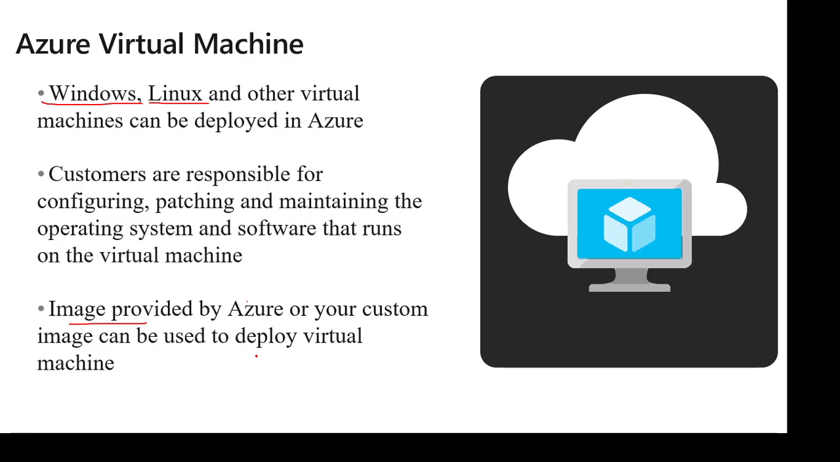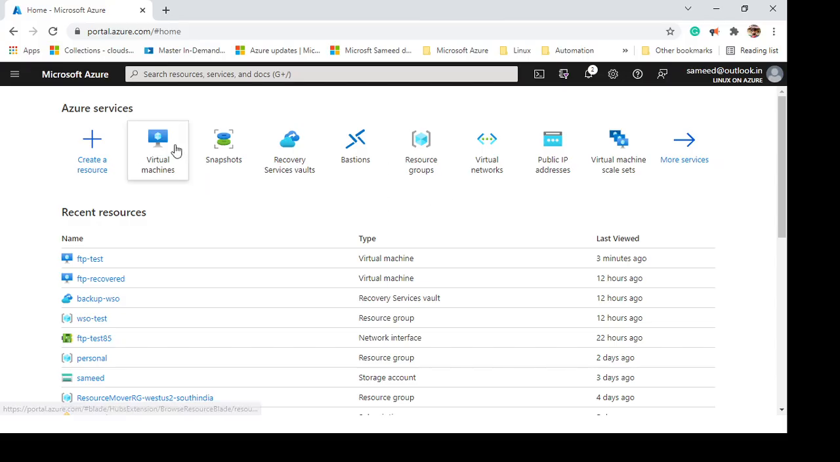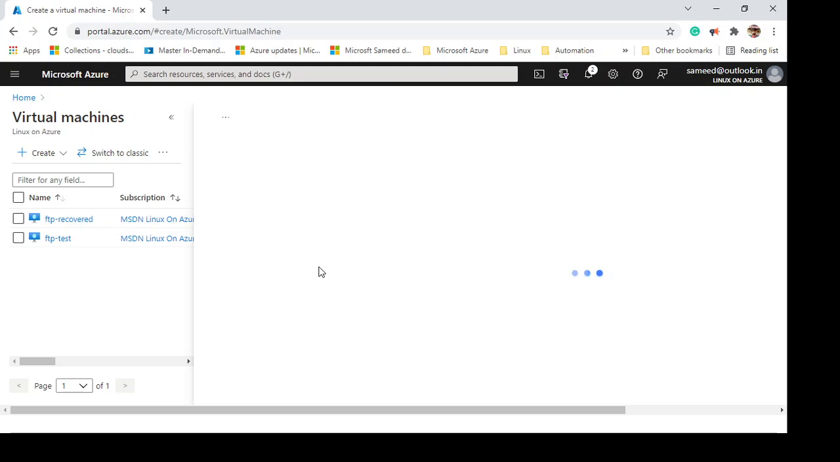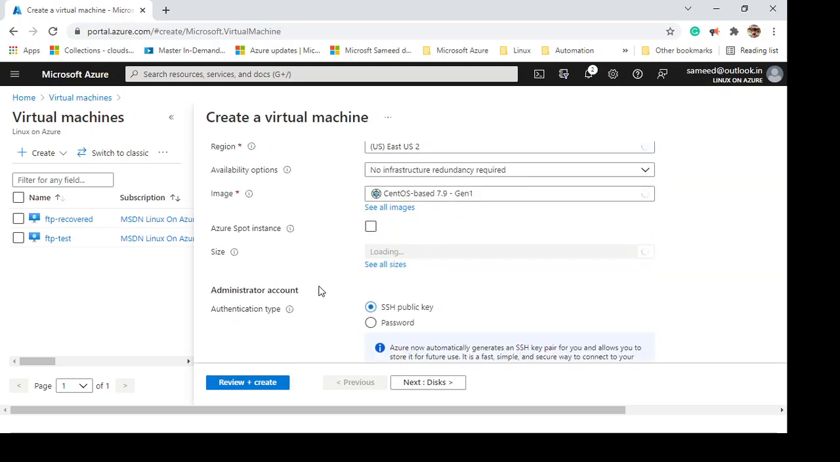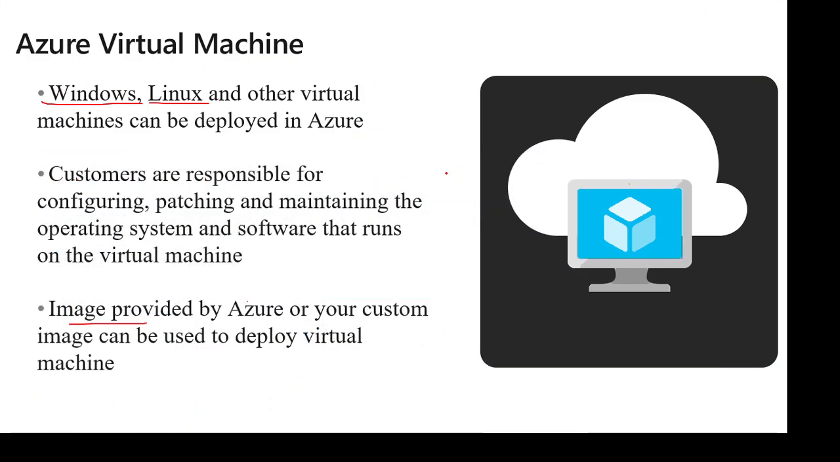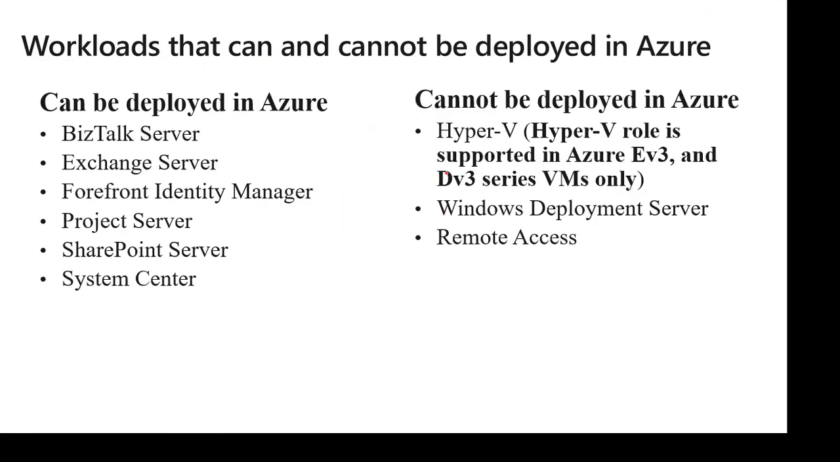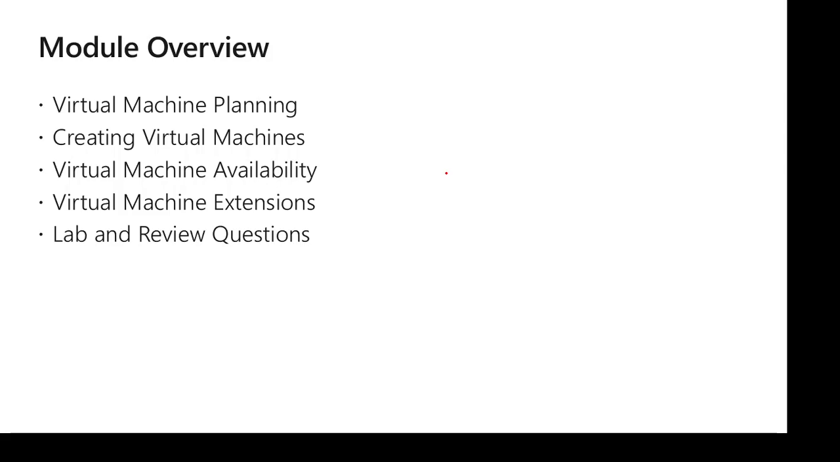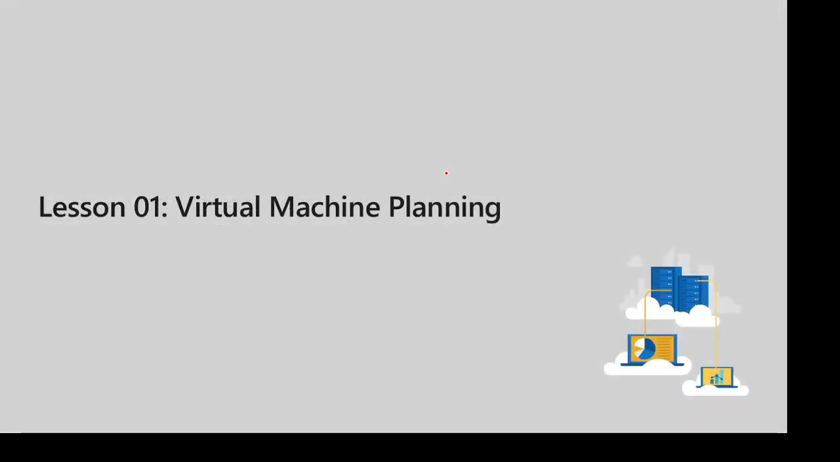And I showed you how we can connect to an Azure image. When we click on create virtual machine, we saw that a list of images is available. All these images are provided by Azure. Now coming to the next point: what things we can deploy on Azure, what things we cannot deploy on Azure, and what the planning for deploying a virtual machine should be.